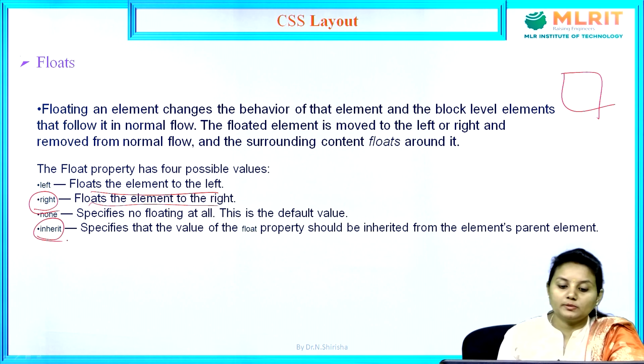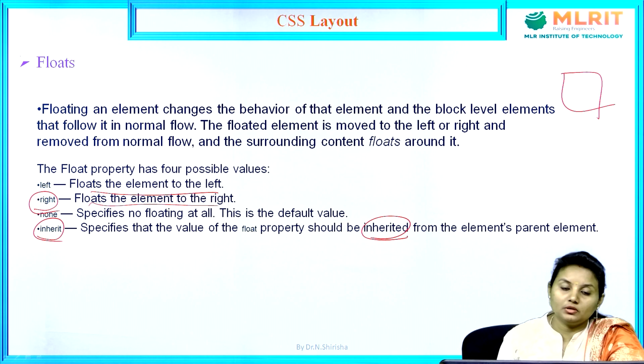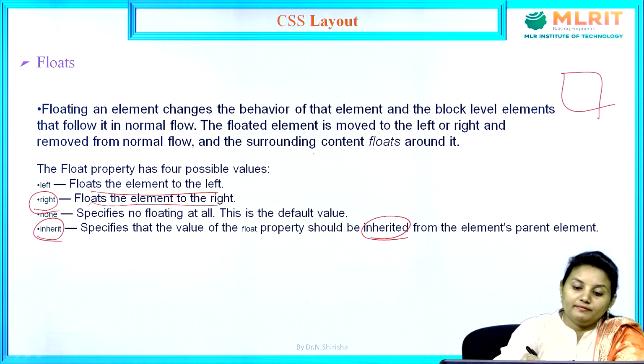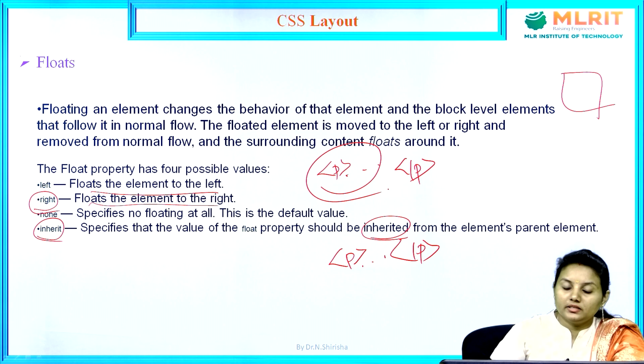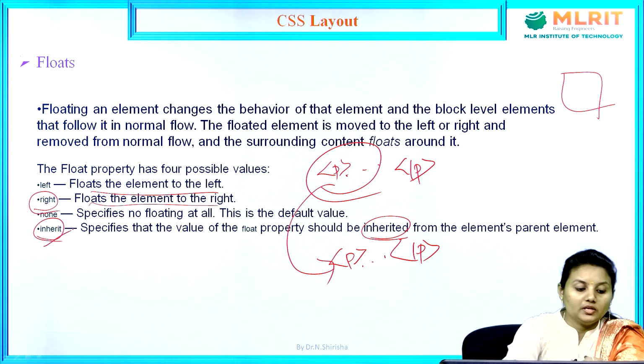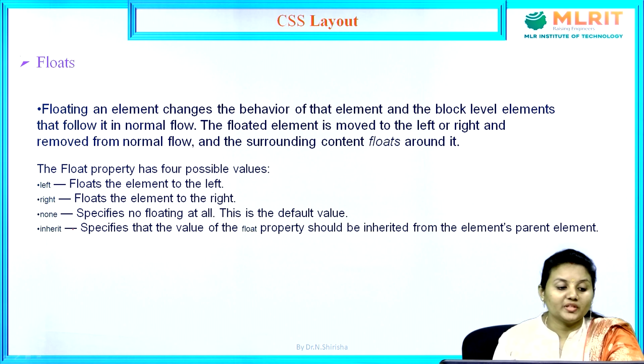Then inherit specifies that the value of the float is inherited from the parent element. As I told you, suppose you have a p tag and again a p tag below, so two p tags are there. If you want to assign the first p tag's styling to this p tag, then we inherit the properties of that. So that is inherit. These are the possible values you have for floating.